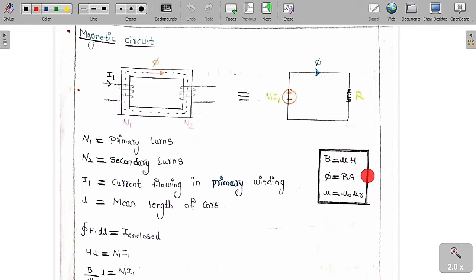B is equal to mu into H, and flux is equal to magnetic flux density into the area of the core, and mu is equal to mu naught into mu r. These are the very basic formulas. So B is equal to mu into H, and B is equal to flux per area, or flux is equal to magnetic flux density into area, and mu is equal to mu naught into mu r.